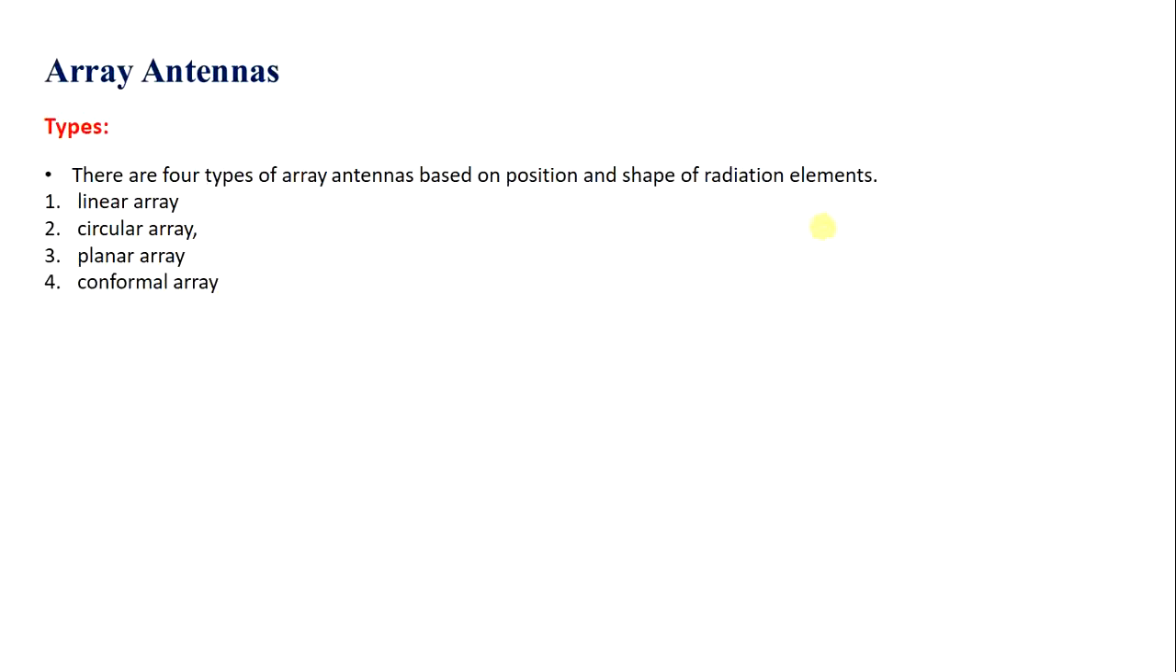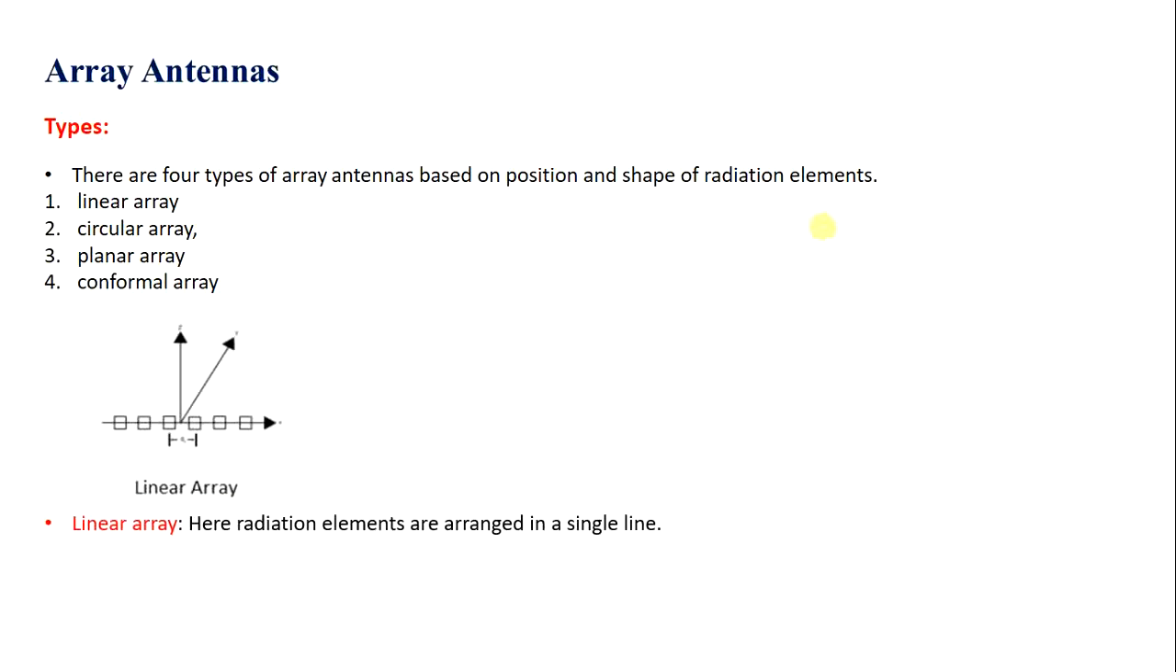So there are 4 types of array antennas based on their position and the shape of radiating element. They are classified as linear array, circular array, planar array and conformal array. We will see each of them one by one. The figure shows you the linear array. In the linear array, the radiating elements are arranged in a single line. You can see in the figure, the elements are arranged on a single line, that is, on a single axis.